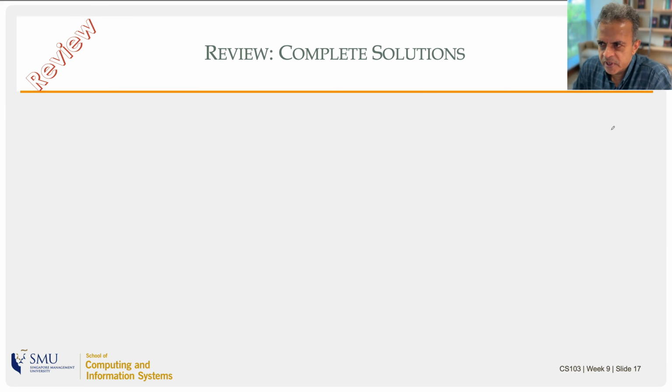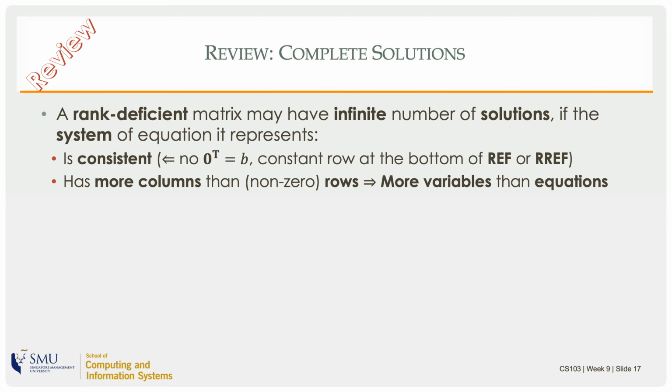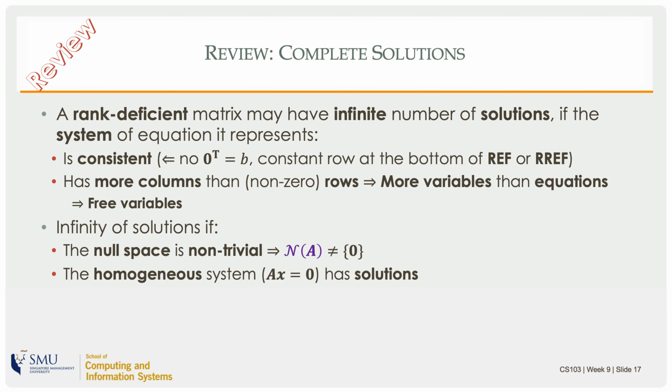Now let's kind of review this complete solutions business because you may have forgotten it. Remember that a rank deficient matrix may have infinite number of solutions because there is at least one free variable. So it's got either infinite number of solutions or no solution at all if the equations happen to be inconsistent. That is, if there is a row of zeros equaling a non-zero on the right-hand side, constant side, then of course we cannot solve. So you have more columns than rows, more variables than equations. So you have free variables and then you have infinity of solutions. That also means if you have infinity of solutions, the null spaces are non-trivial. That means null space is not just a 0 vector.